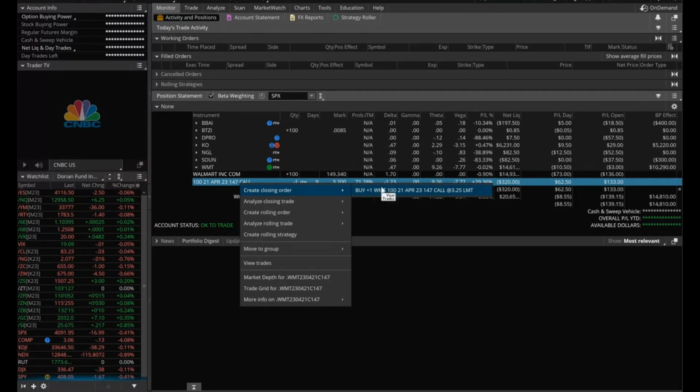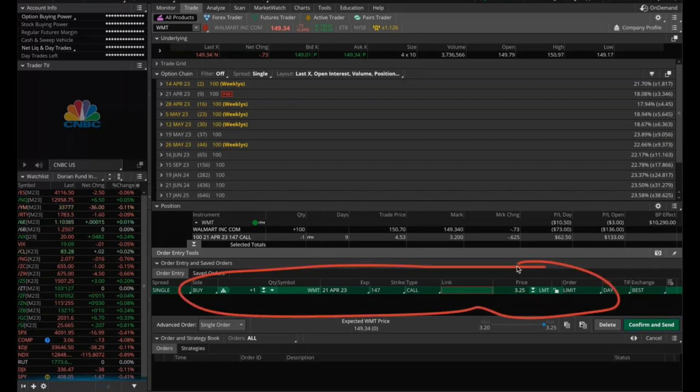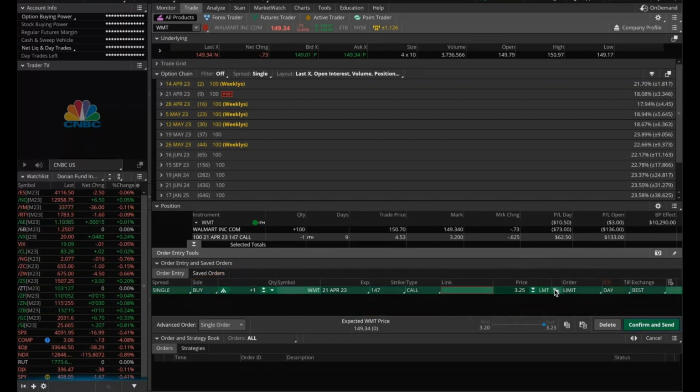So if I click here and hit buy, it's going to take me to the order to close here. I can get this pop up. There we go. So it's going to take me to this order to close. And just like you saw on TastyTrade, this is the part here that you can see and you can adjust to whatever the case may be. So it's saying we're buying this back for $3.25, and we are doing a day order.